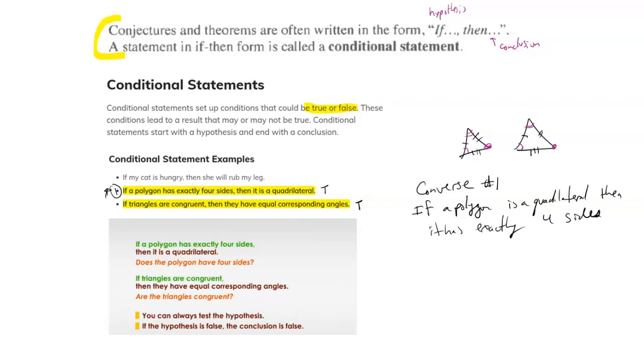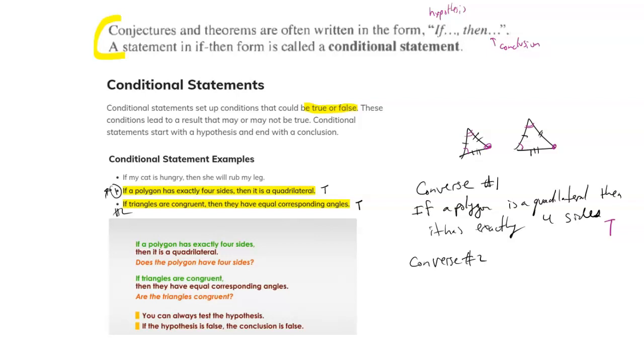And you should always ask yourself when you write an if-then statement, is that true? And if it's not true, we want to come up with what's known as a counterexample. So if a polygon is a quadrilateral, then it has exactly 4 sides. That is true, right? All quadrilaterals have 4 sides. All right, so the second one, we'll call this number 2. So our converse for number 2.